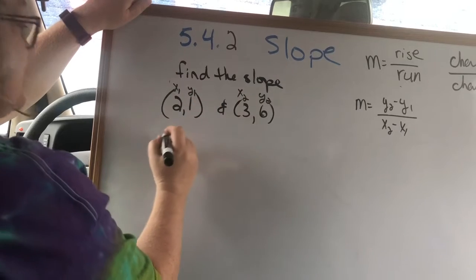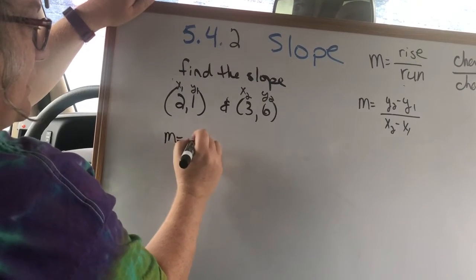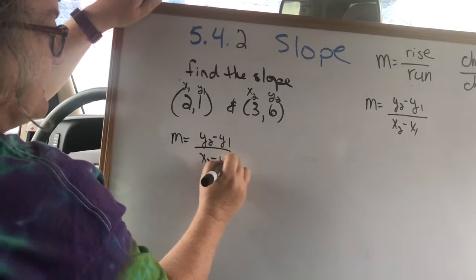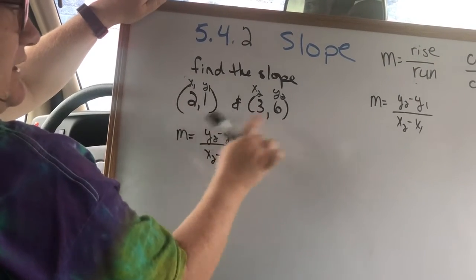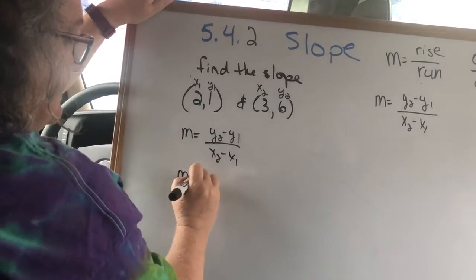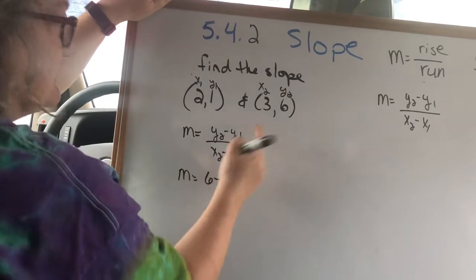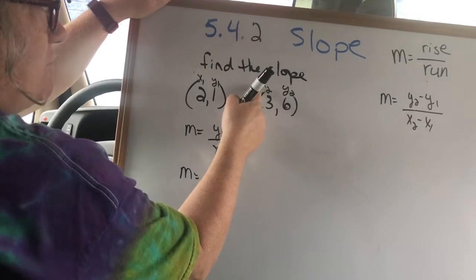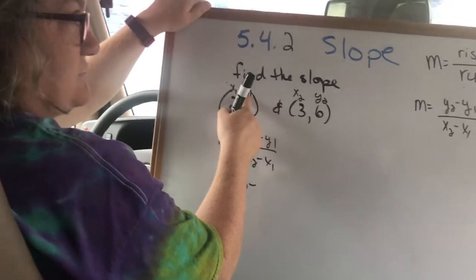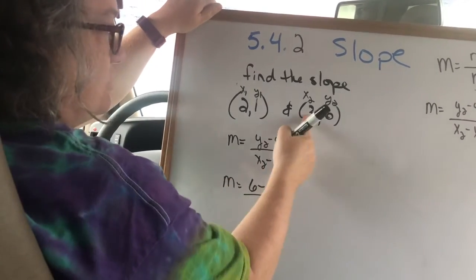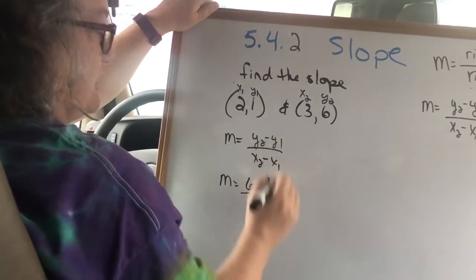So it says to find the slope, so I'm going to write the formula down. M equals y2 minus y1 over x2 minus x1. And then I'm going to plug in my numbers and find it. M equals, what's my y2? Hey, I got it labeled right there. It's 6 minus y1, oh, 3. Oh, nope, that's x2, so I better find y1. So that would be 1 over x2, which is 3 minus 2.